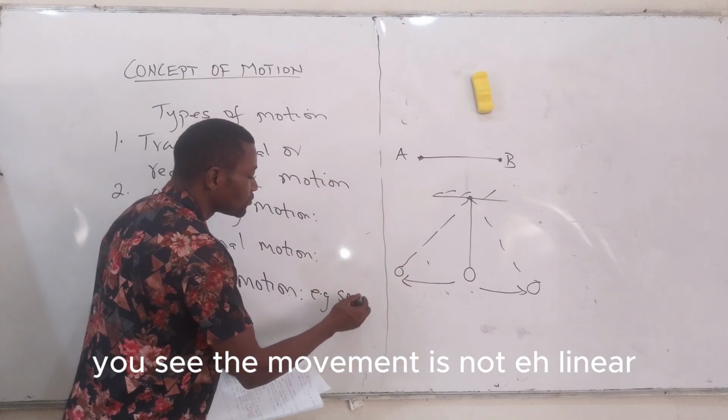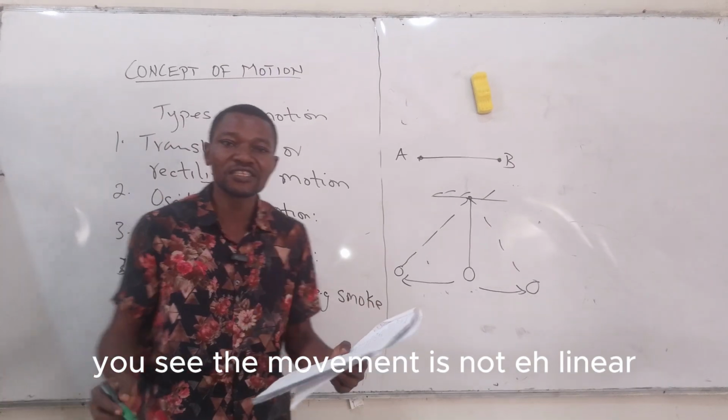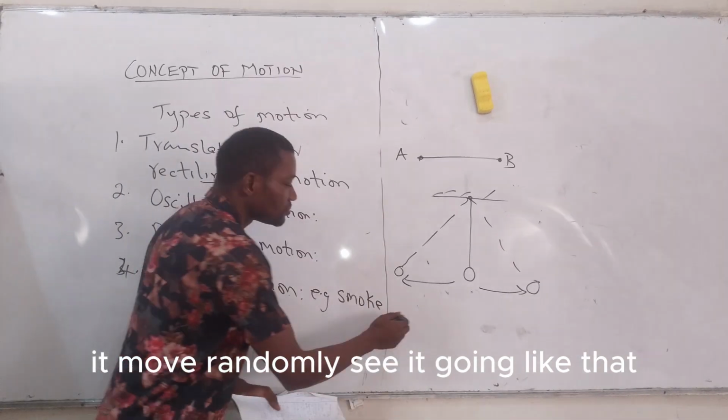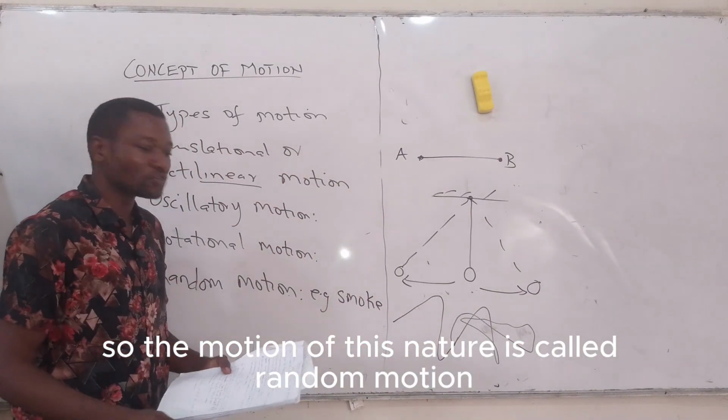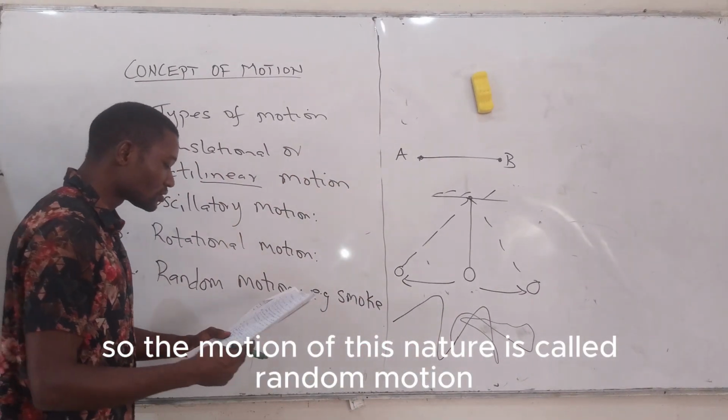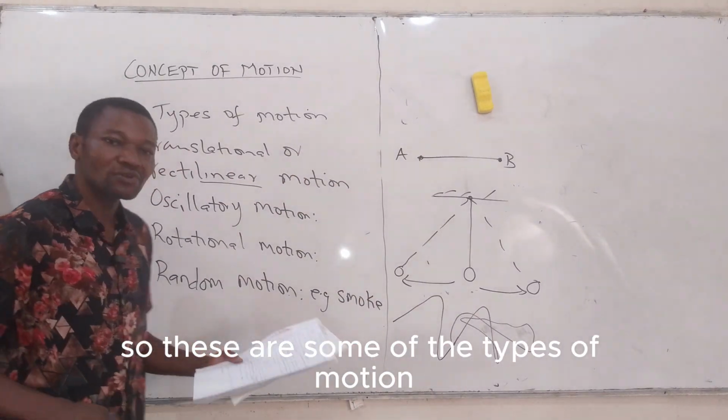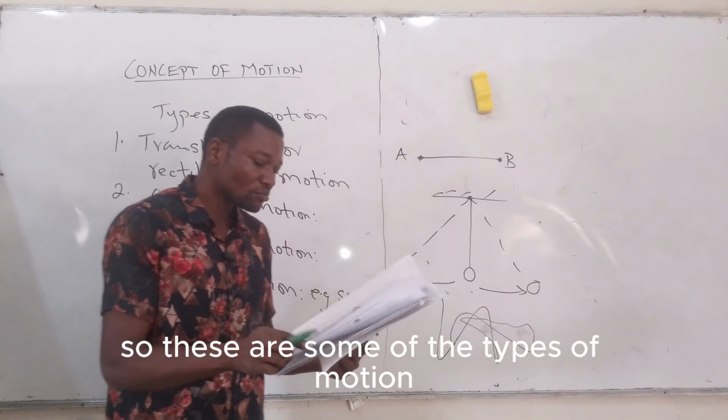You see, the movement is not linear, it moves randomly. See it going like that. So, a motion of this nature is called random motion. So, these are some of the types of motion.